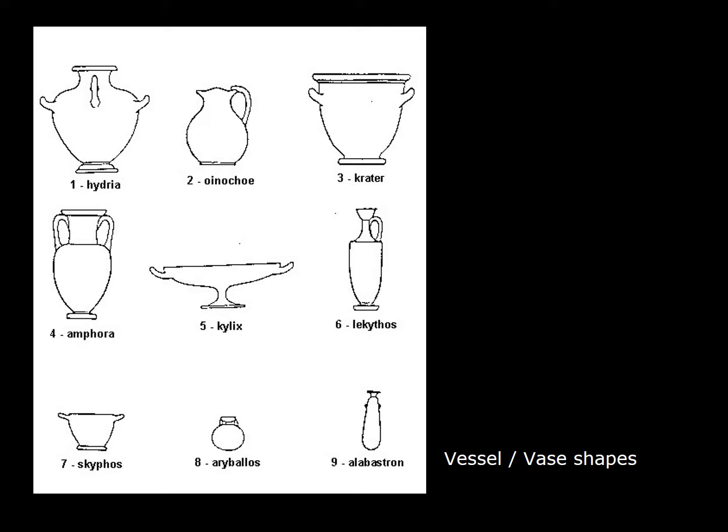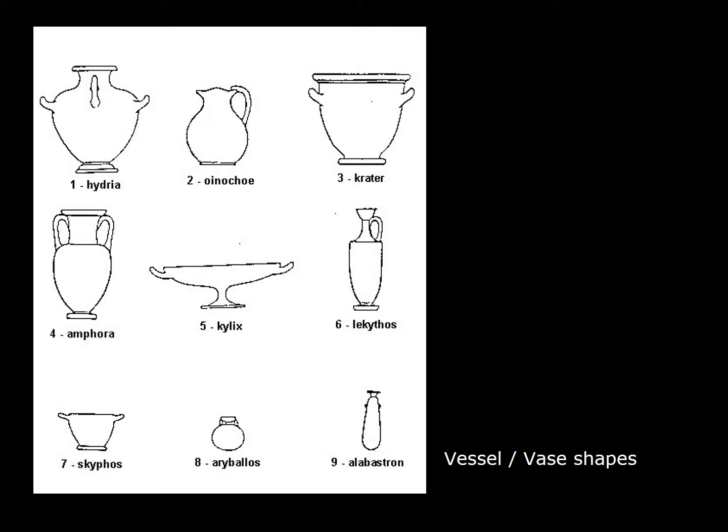The kylix in the center there, number 5, is a drinking vessel. It's a two-handled cup from which you would drink wine. All of these vessels have various purposes, and all of them come, as we find them, decorated with stories of heroes and gods, Greek myths, as well as contemporary subjects like warfare and drinking parties.